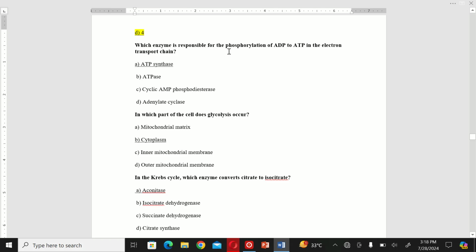Which enzyme is responsible for the phosphorylation of ADP to ATP in the electron transport chain? A. ATP synthase, B. ATPase, C. Cyclic AMP phosphodiesterase, and D. Adenylate cyclase. So the correct option is A.